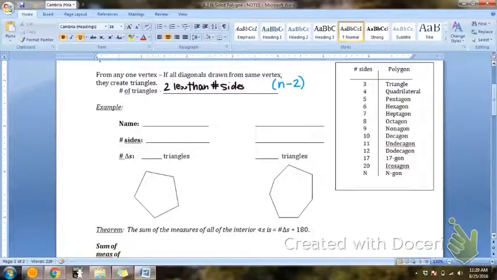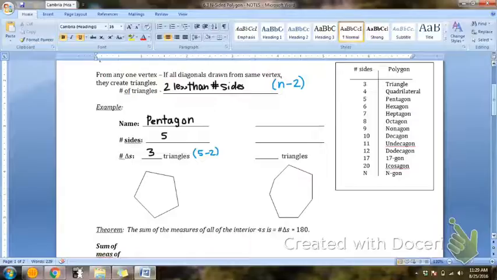The first one we're going to do is called a pentagon. So let's talk about a pentagon. Has anybody ever been to Washington, D.C.? Have you guys seen the Pentagon? It's a 5-sided government building. A pentagon has 5 sides. So if it has 5 sides, how many triangles is it going to have? 3, right? Because we did 5 minus 2 gives us 3 triangles. That's where it came from, the number of sides minus 2. And it's always going to be minus 2 no matter what.